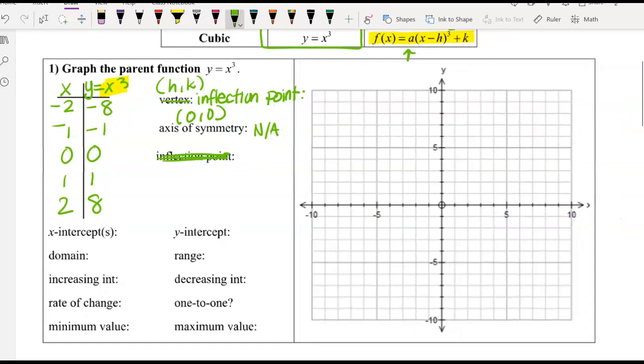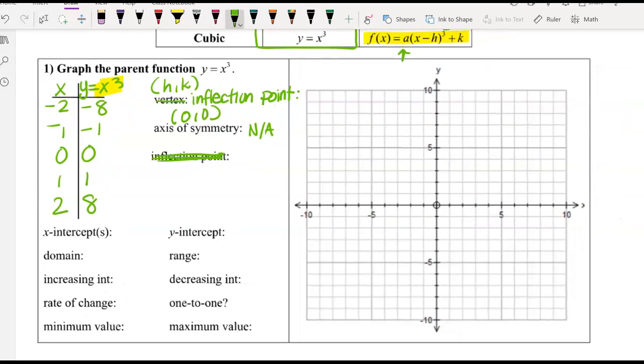So let's plot out the -2, -8, which is all the way down here. -1 is -1, 0 is 0, 1 is 1, and 2 is all the way up. So it looks just like this. Okay, almost like a lazy S shape. So like an S looks like that, but if you think about a lazy one, something like that. So the lazy S curve.